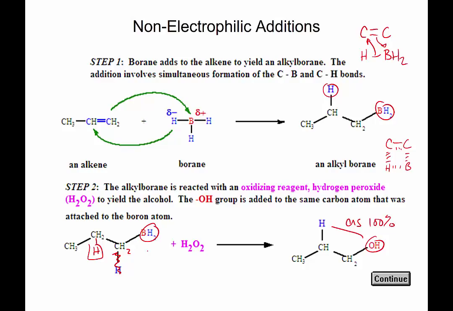Now, why did the boron and the hydrogen add 100% cis? There's no triangular intermediate. No. You're correct. But what is there? Square. There's a square transition state.